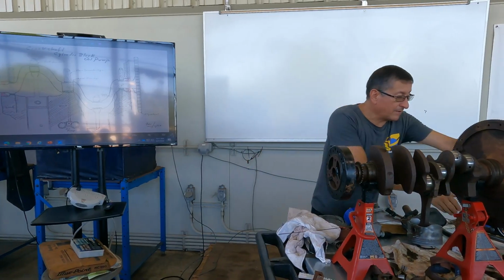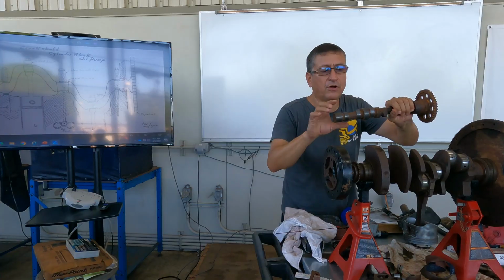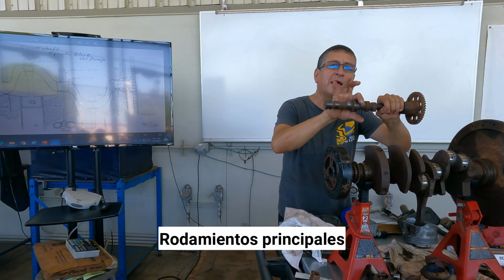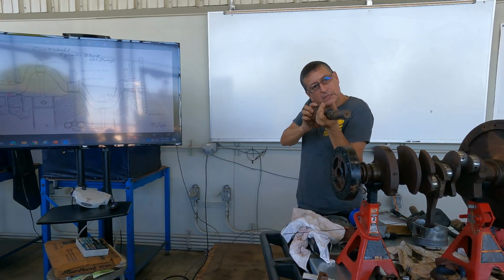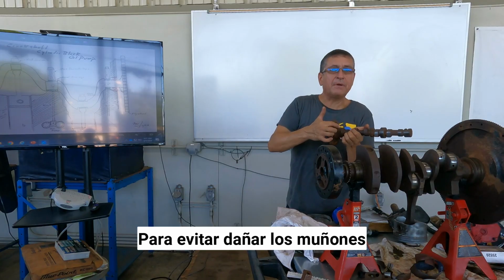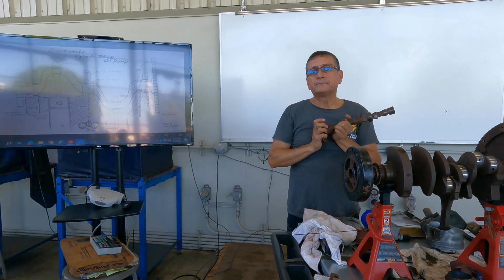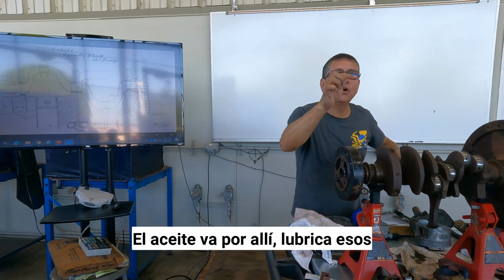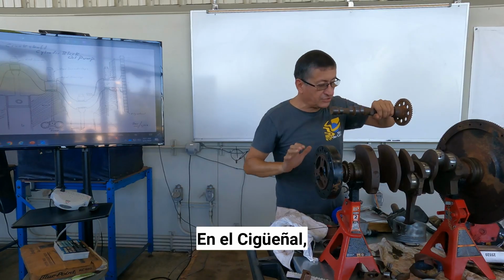In the camshaft, you have another group of bearings, main journal bearings. You remember when you removed the camshaft? You remove the camshaft carefully to avoid damaging the journals on the camshaft. You remember that? Okay, the oil goes over there and lubricates those bearings, the main journal bearings.